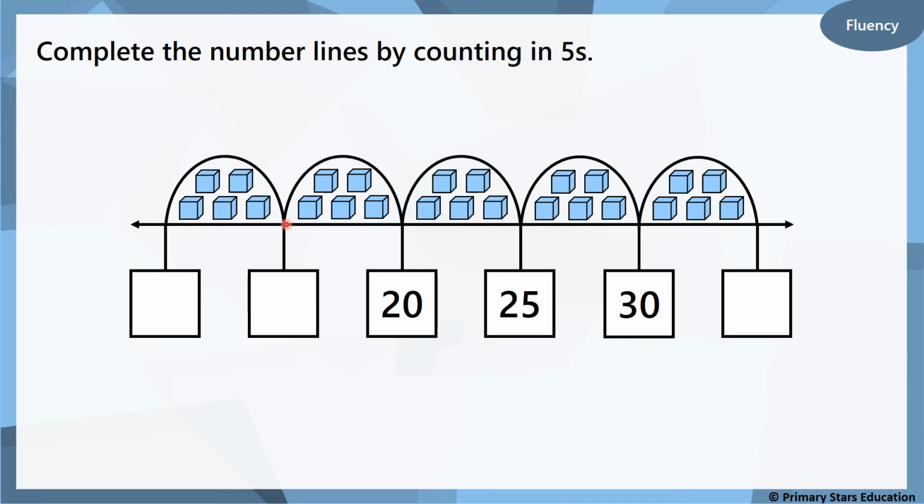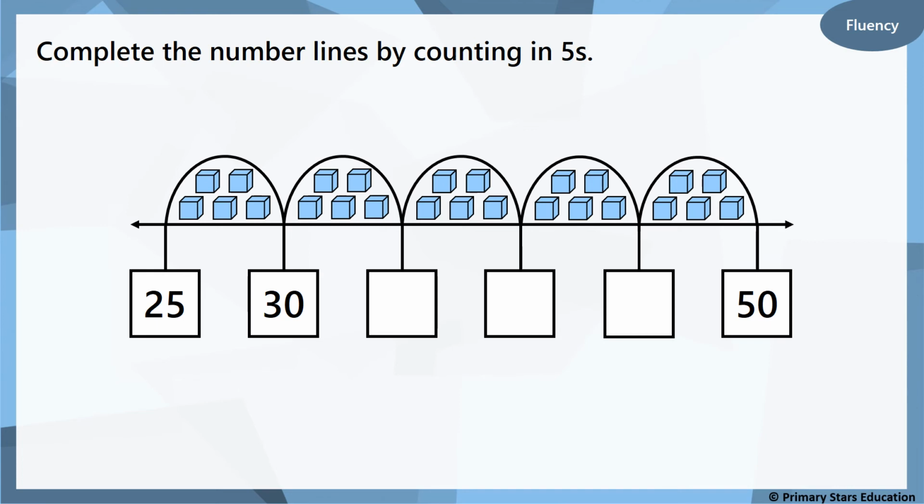Okay, let's try another. So let's count back from 15, 14, 13, 12, 11, 10. So 10's going to go in there. And we can check by counting up to see if it sounds right. 10, 15, 20. That sounds right, doesn't it? Okay, what about the other end of the number line? What's going to be in here? 5 more than 30 is 35. Great job.